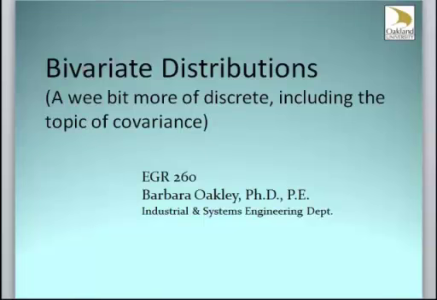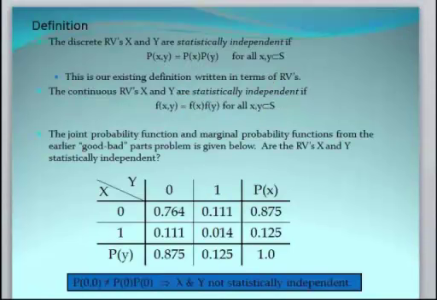For this session, we're going to be talking about bivariate distributions and a little bit more about discrete distributions, including the topic of covariance. Now, we can figure out whether discrete random variables are statistically independent.